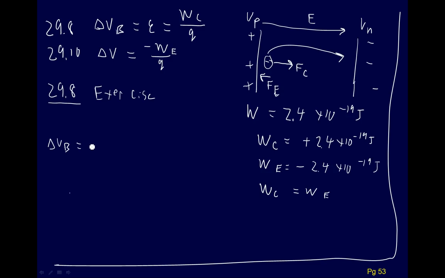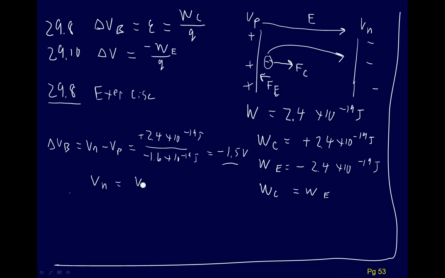So if I do the change in the voltage of the battery, since my final position is the negative voltage, it'd be Vn minus Vp. And then here, this is chemical divided by the charge. Well, the chemical is positive 2.4 times 10 to the negative 19 joules divided by the charge of an electron, which is negative 1.6 times 10 to the negative 19 coulombs. And so I get negative 1.5 volts.